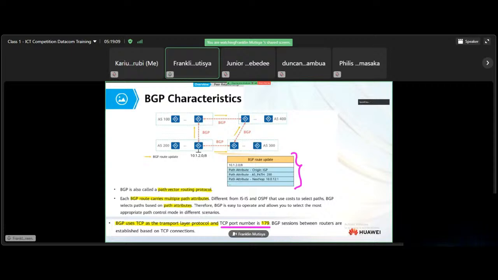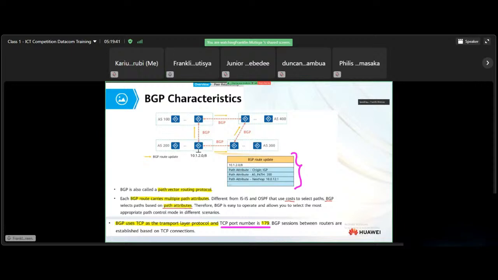Different from ISIS and OSPF, where we use cost to select the path, BGP selects paths based on path attributes. BGP does not select the path based on cost, but rather based on the path attributes. Therefore, BGP is easy to operate and allows you to select the most appropriate path to provide control in different scenarios.